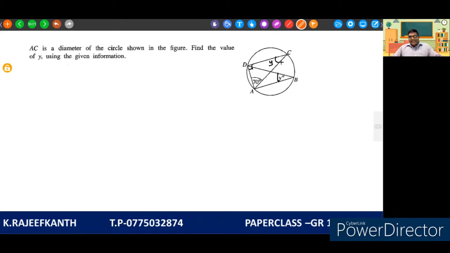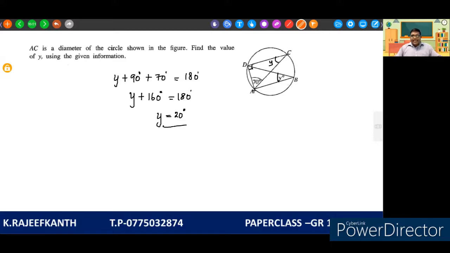So now we know two interior angles of triangle ADC. We have to find the third interior angle. So now we can write y plus 90 degrees plus 70 degrees is equal to 180 degrees, because the sum of interior angles of a triangle is 180 degrees. Then y plus 160 degrees is equal to 180 degrees. Then y is equal to 20 degrees. Right? Here this is y, so these angles are also y. Why? Because angles in the same segment are equal.